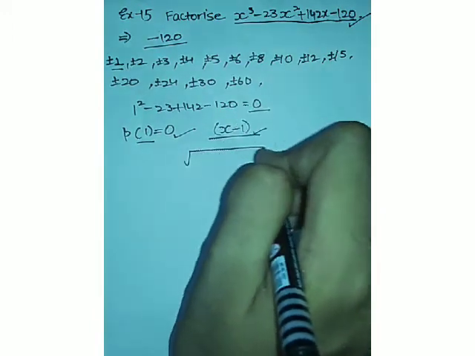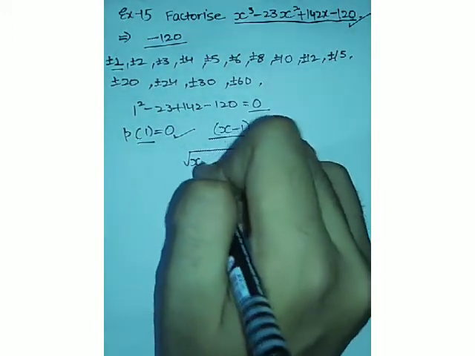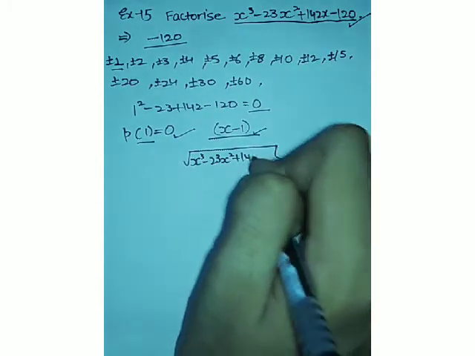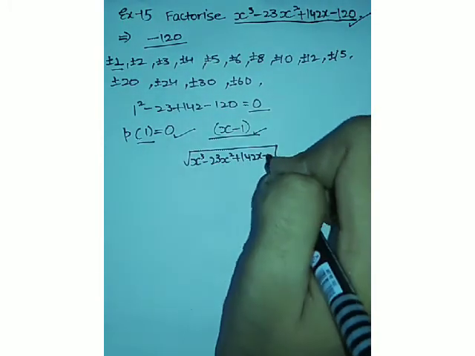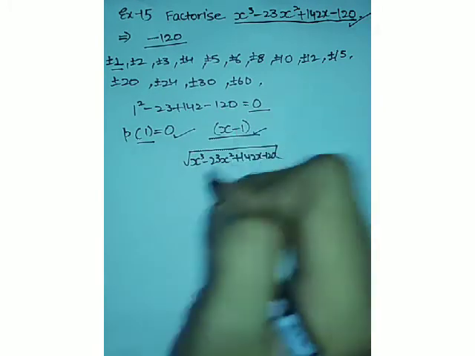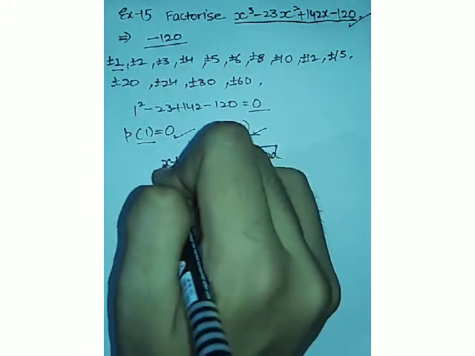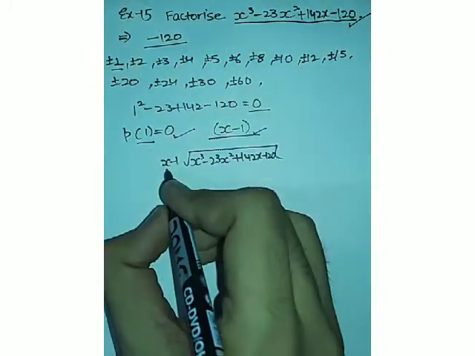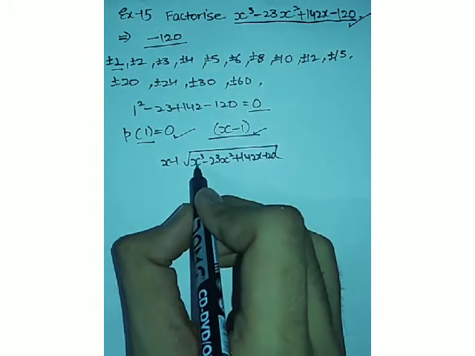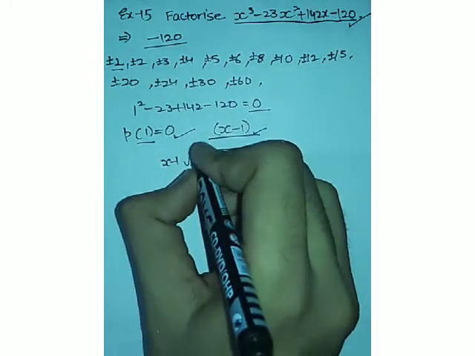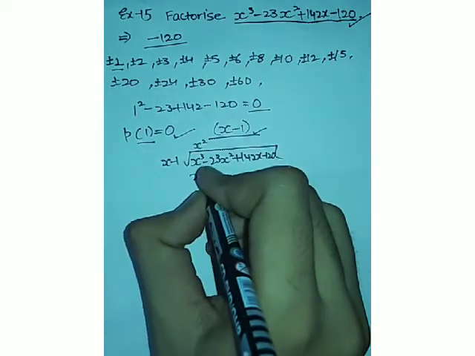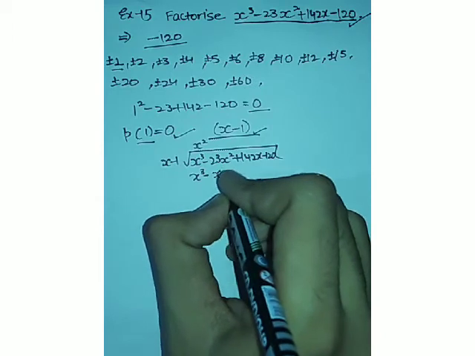So what you have to do, just divide x cube minus 23x square plus 142x minus 120 by our factor, that is x minus 1, as we have done in the third or I guess second exercise. So x minus 1, now divide it. Divide first term with first term, you will get x square, and multiply x square by x minus 1, you will get x cube minus x square.